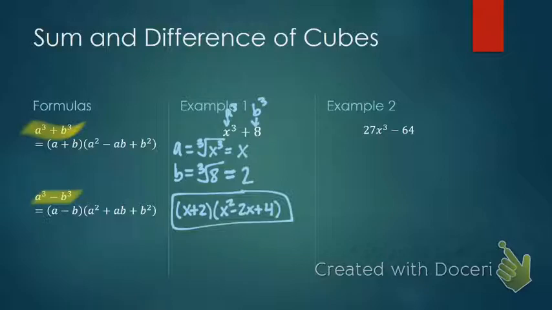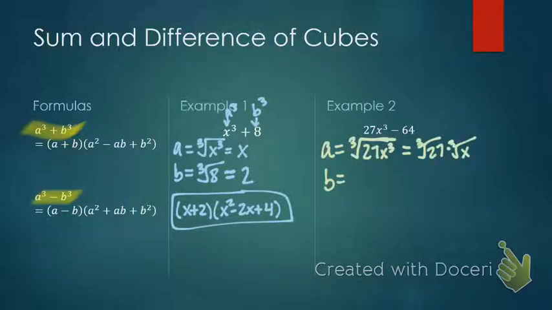Example 2 is the exact same logic, just with different numbers. So we need to identify A, and we need to identify B. A is the cube root of the first term, so the cube root of 27x cubed. And for this we need to do two things. We need to find the cube root of 27, and we need to find the cube root of x cubed.